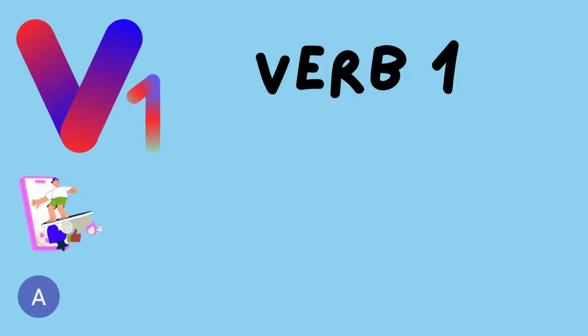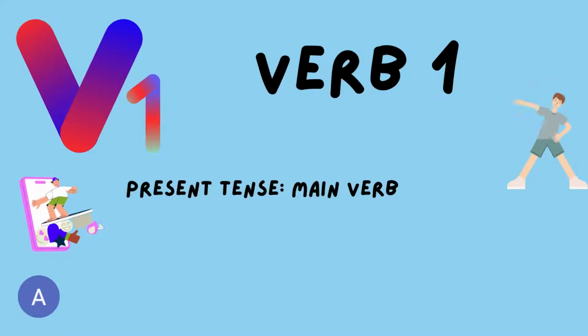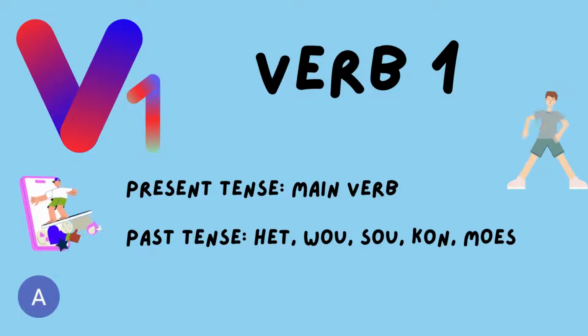Verb one is the first verb in the sentence. It is divided into two groups based on the tense. In the present tense, it is the main verb of the sentence. There is no second verb. For past and future tense, the first verb is the helping verb in the two different tenses.